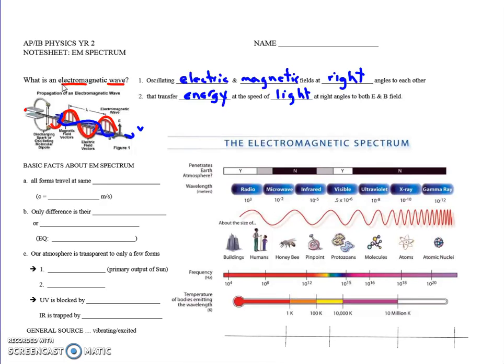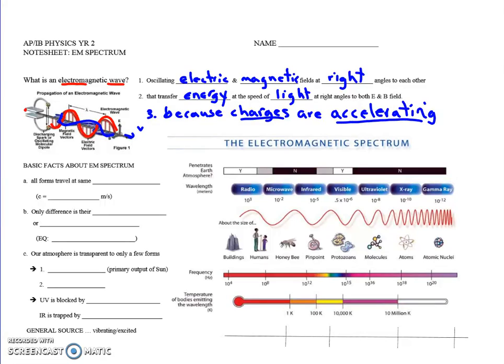Okay, I want to finish up on this. Let's add a third line here, because charges, right, that's very, very important. It could be electrons, protons, ions, anything, are, in most general sense, accelerating. Okay, there's lots of ways you can make charges accelerate. What we're describing off to the left is oscillating them back and forth.